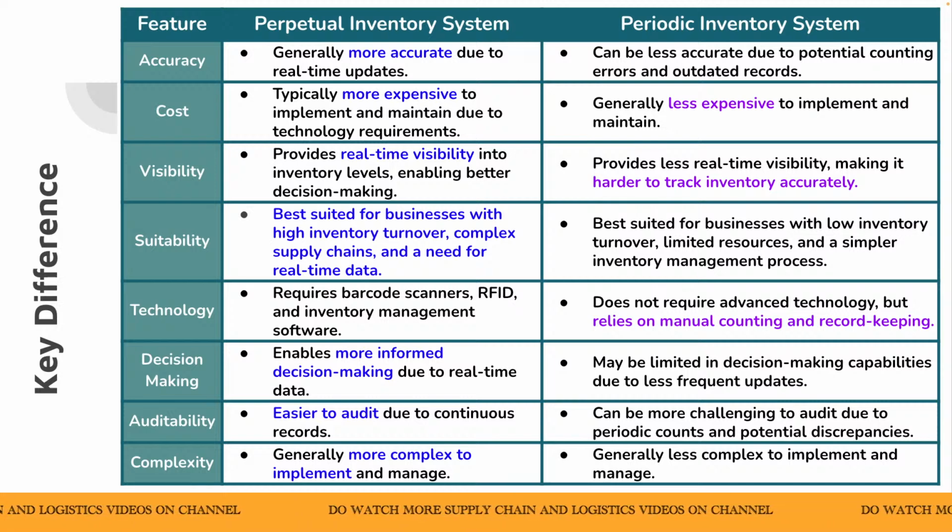So what is suitability? Which kind of business usually opts for the perpetual inventory system? It is best suited for the business which has a high inventory turnover. So what's the inventory turnover? Inventory turnover talks about how fast you are replenishing your inventory. If it is high, it means you are moving your inventory very fast.